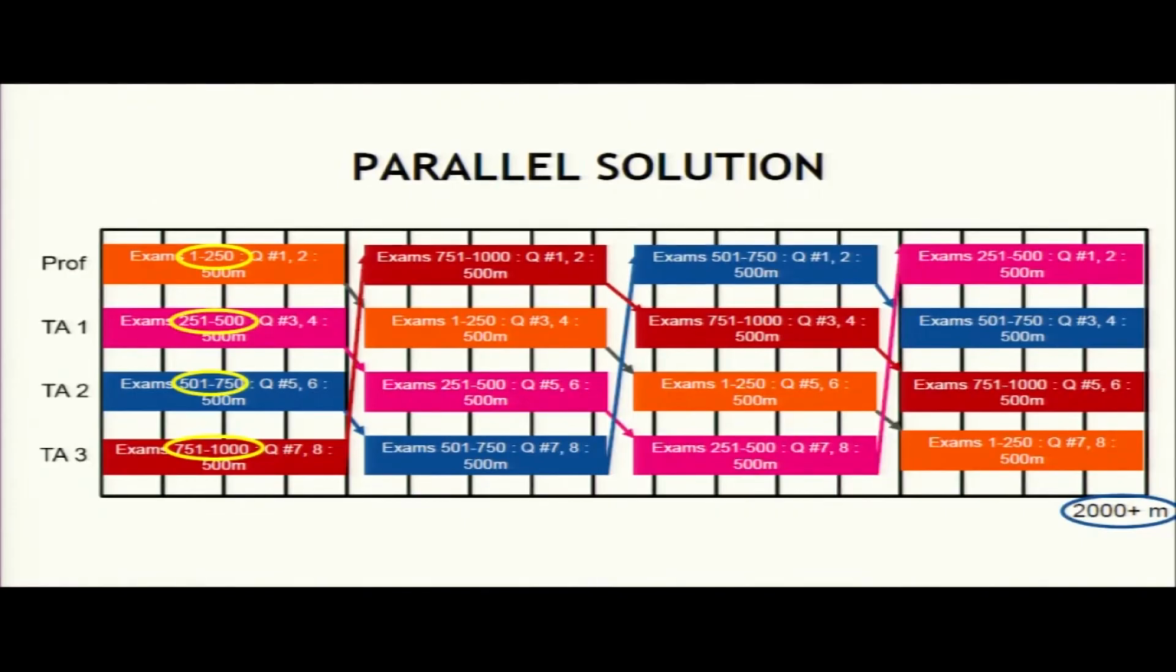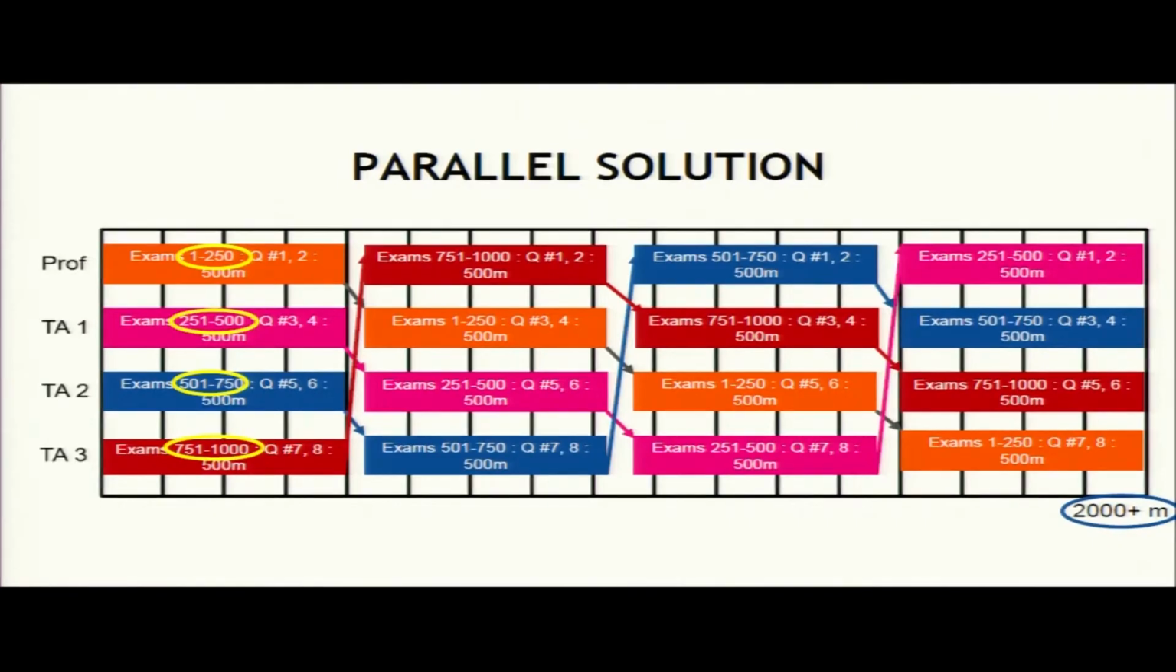Now the professor is doing students 1 to 250 for questions 1 and 2. At the same time, TA 1 is working on students 251 to 500, on questions 3 and 4. You remember we still have the restriction that the professor is only doing questions 1 and 2, and TA 1 is doing only 3 and 4. Still that restriction applies. The only thing which is gone now is that questions 3 and 4 are getting evaluated for students 251 to 500 before questions 1 and 2 have even been evaluated. So we have removed that restriction, right? Because we believe that questions 3 and 4 are not dependent on 1 and 2. They are independent, so let us just do it in parallel.